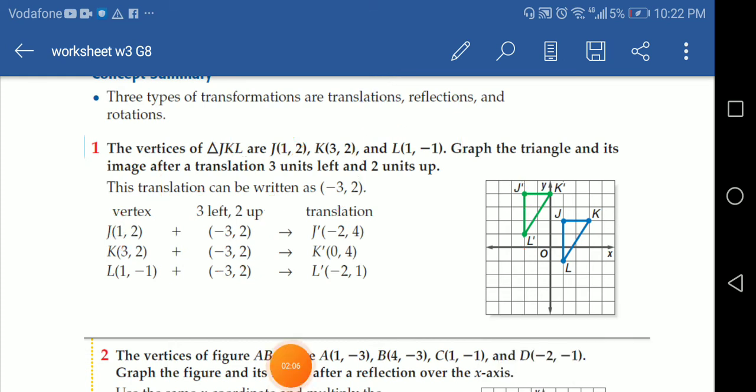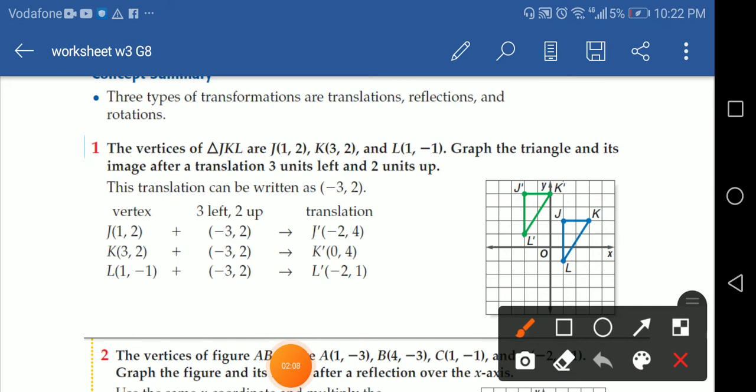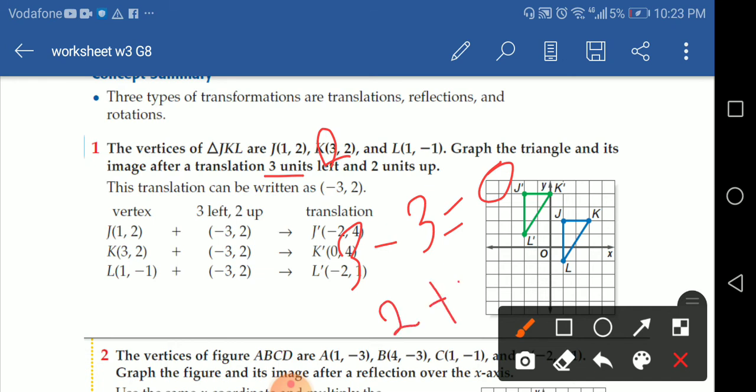And the same I will do for what? K. It's 3 and 2. What will happen for K? K will be minus 3 on the x. So 3 minus 3 gives you what? Gives you 0. And what about the y-axis? We said y-axis plus 2. So 2 plus 2, 4. So it will be 0 and 4. 0, the origin, and 4. So this will be my point K.